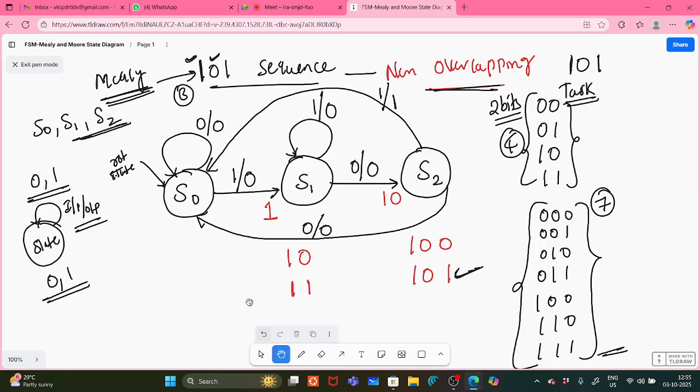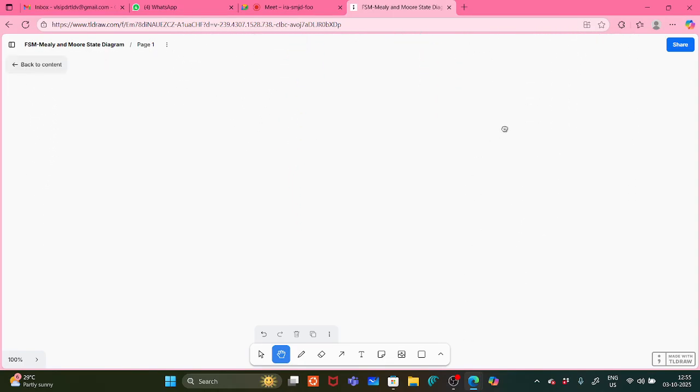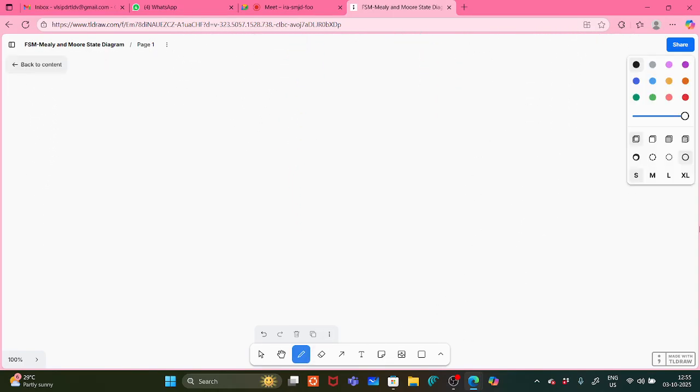And next, Mealy overlapping, the 101 sequence FSM, Mealy overlapping.